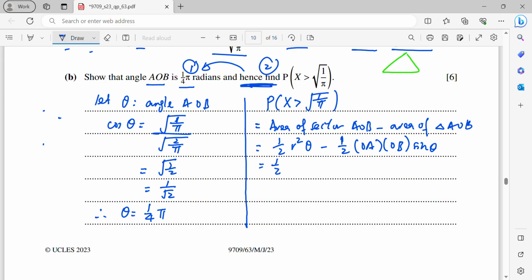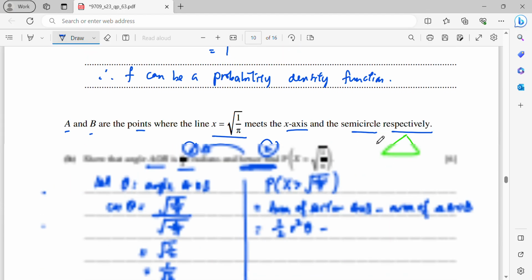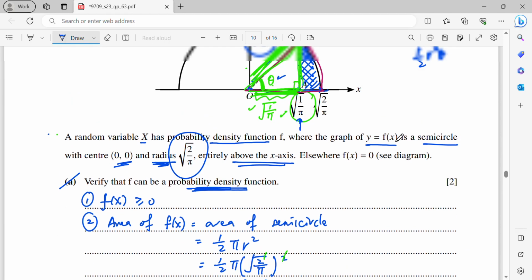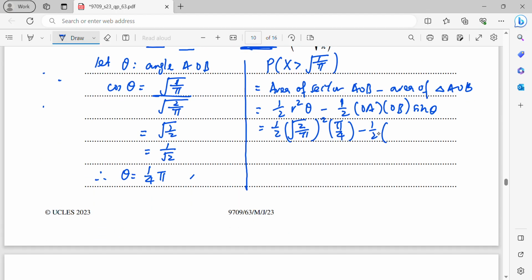So replace the R by the given value. The R is square root of 2 over pi. Then the theta already found, which is pi over 4. Then minus half OA, from the diagram, is 1 over square root pi. Then the OB is square root of 2 over pi. So square root of 1 over pi multiplied with square root of 2 over pi. After that, sine pi over 4.